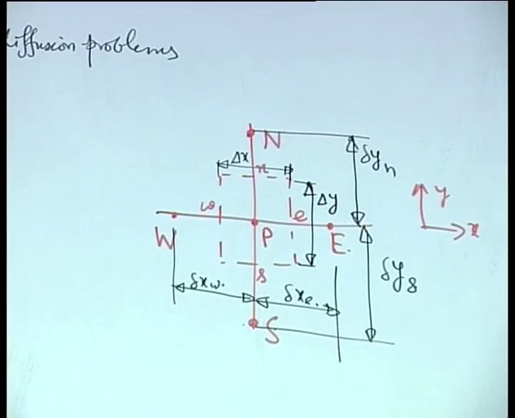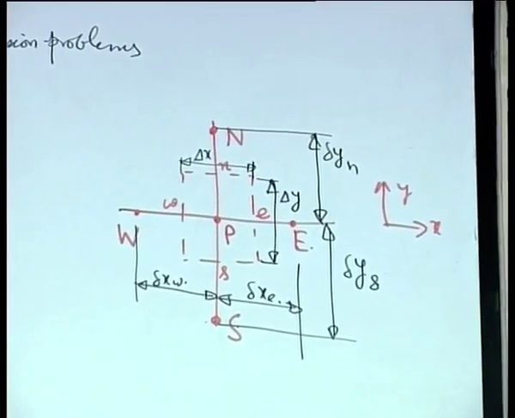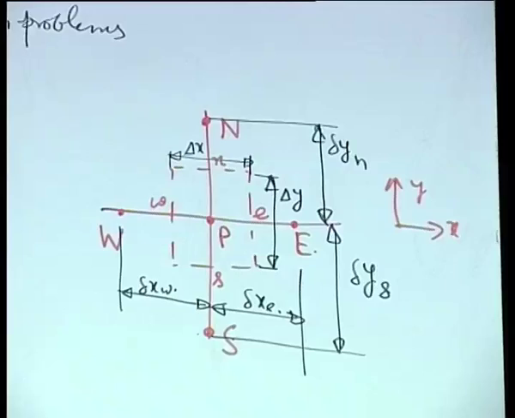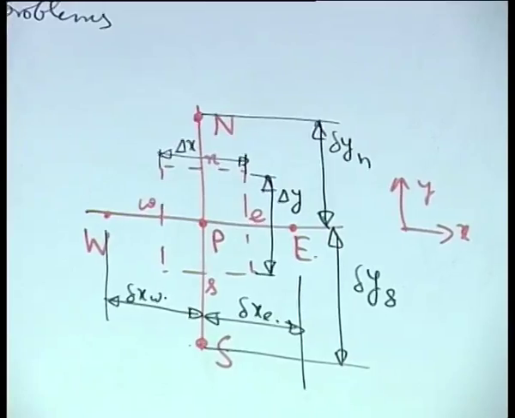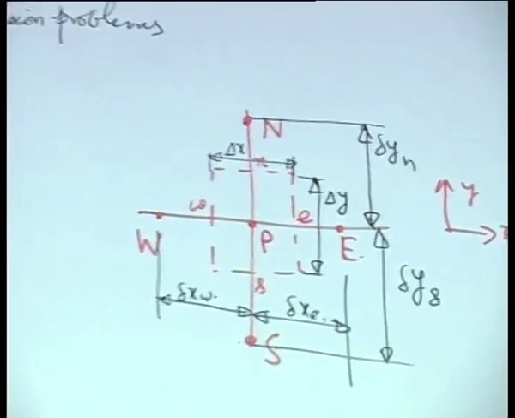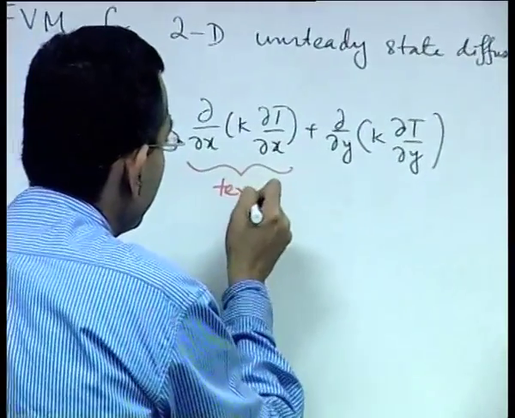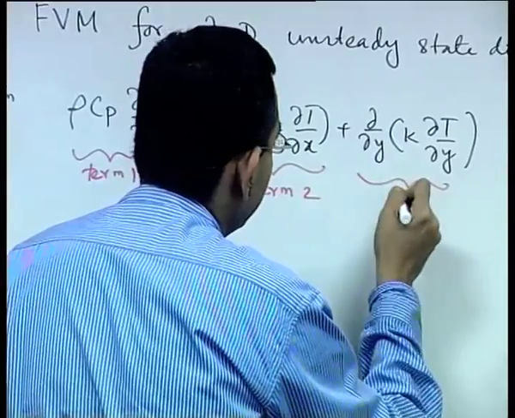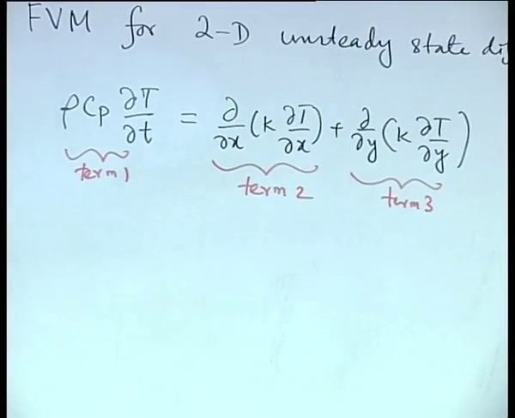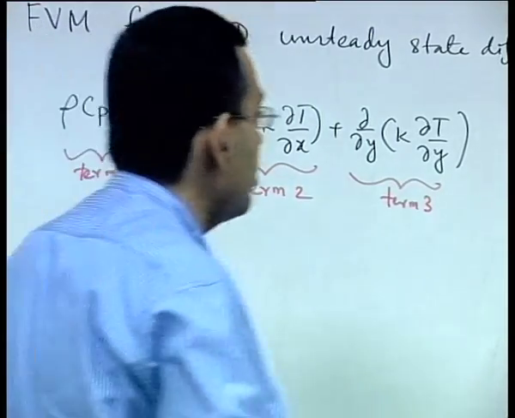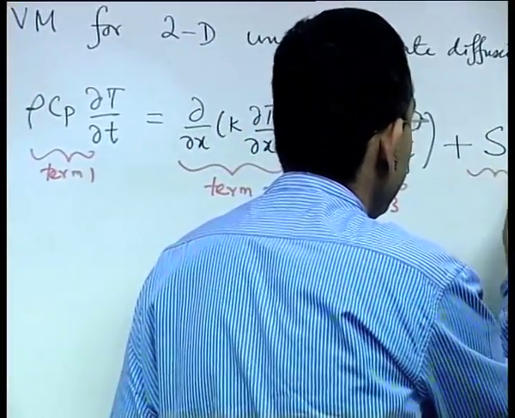So, what is the first step? Integrate the governing differential equation with respect to all the variables, so time and spatial variables. So, let us call this as term 1, this as term 2 and this as term 3. If you want to put a source term, let us put a source term also, term 4, to make it very general.